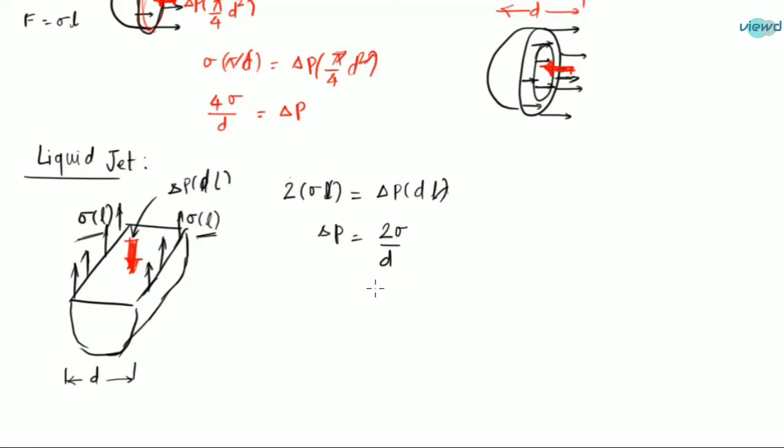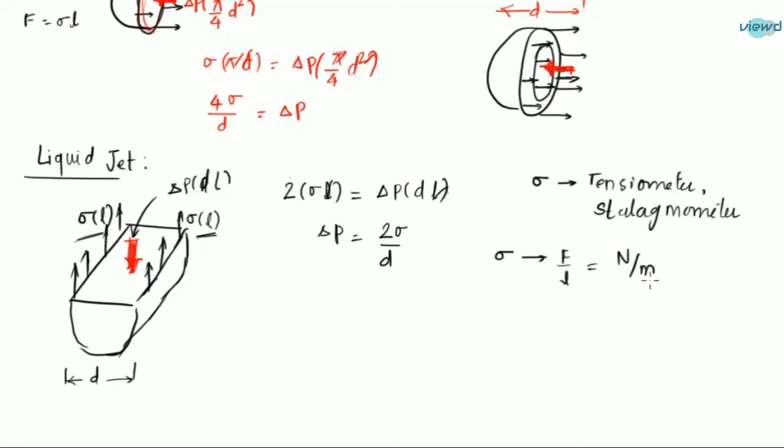And also there are some important points that are needed to be remembered. The surface tension is measured by tensiometer, or it can also be measured by stalagmometer. And the units of surface tension are force by length, which means Newton per meter. And also, we have seen that as temperature increases, cohesion decreases due to further movement of molecules. So as coefficient decreases, surface tension also decreases.